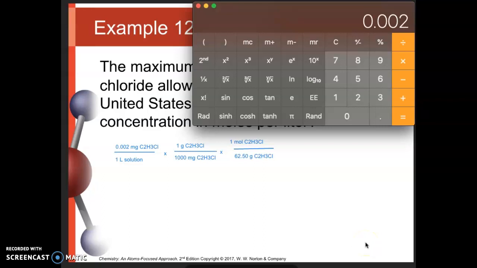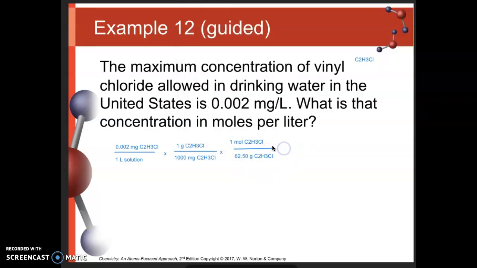0.002 multiplied by 1, multiplied by 1, divided by 1, divided by 1,000, divided by 62.50, and to 1 significant figure, because that's all that we started with, I would have in scientific notation 3 times 10 to the -8th molar vinyl chloride, which we could rewrite in terms of calculator notation 3e minus 8 molar vinyl chloride.